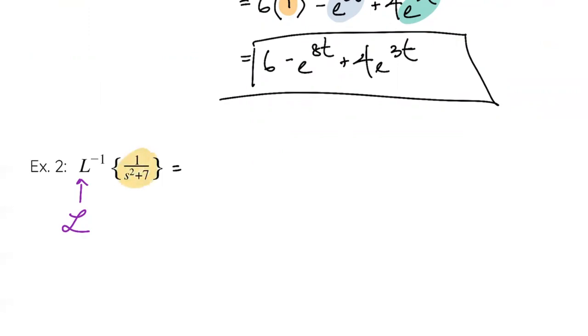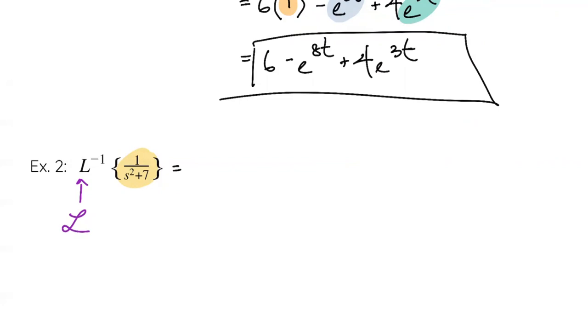All right, what line in the table does this one come from? 1 over s squared plus 7. And it's okay to say I'm not sure yet, right? But let's look at that table and see if we can see potentially where it might come from. Is it line number 7? Yeah, it's pretty close to line number 7, right?